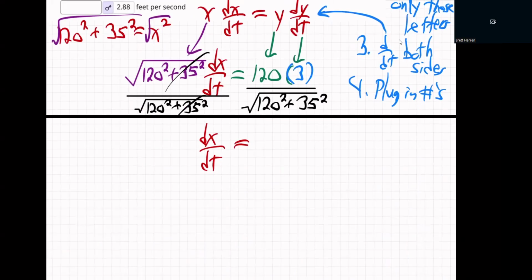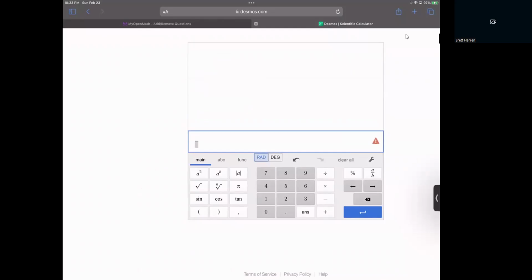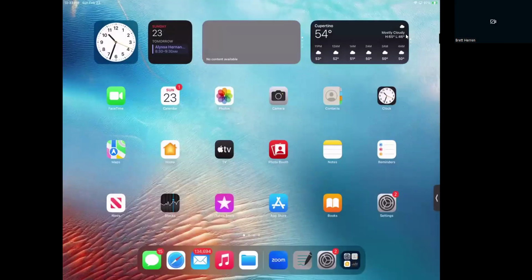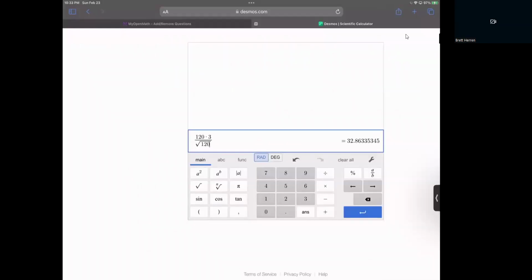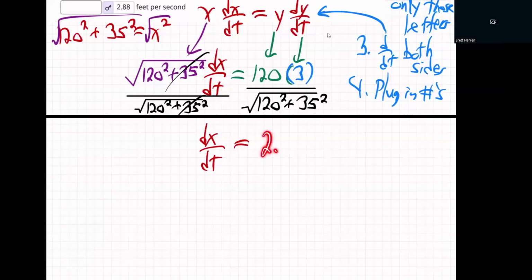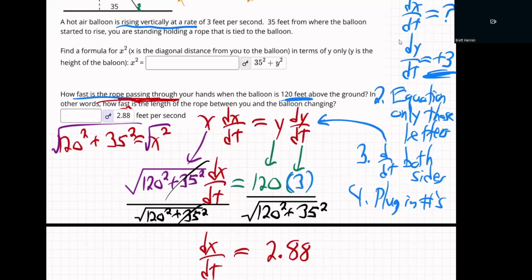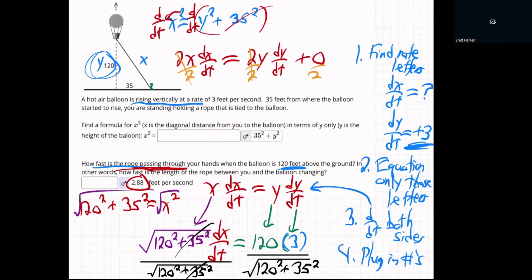Let's go to Desmos. 120 times 3 over the square root of 120 squared plus 35 squared. Get 2.88. That's how fast that rope's going through our hands. 2.88 feet of rope per second. It'd give us a rug burn or whatever, burn our hands. There we go.